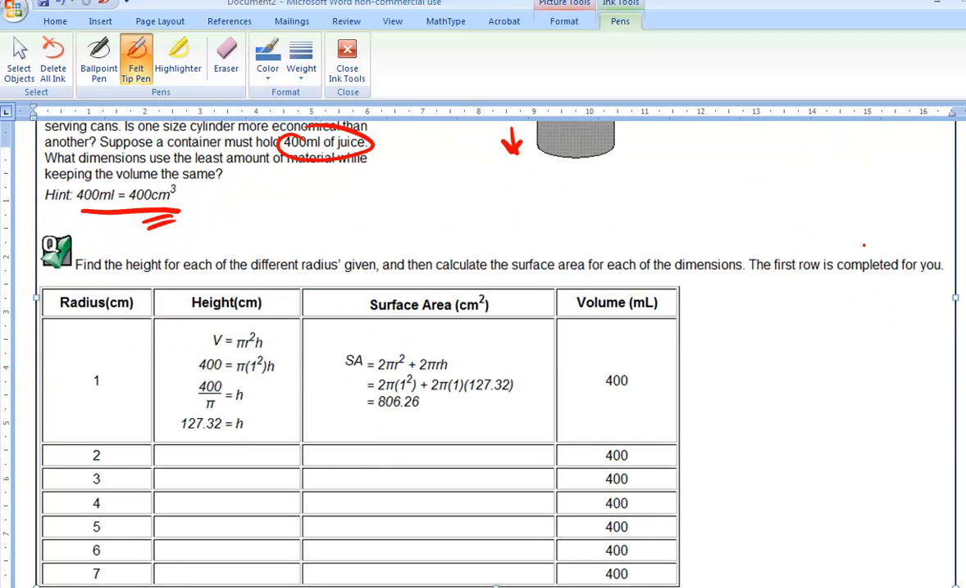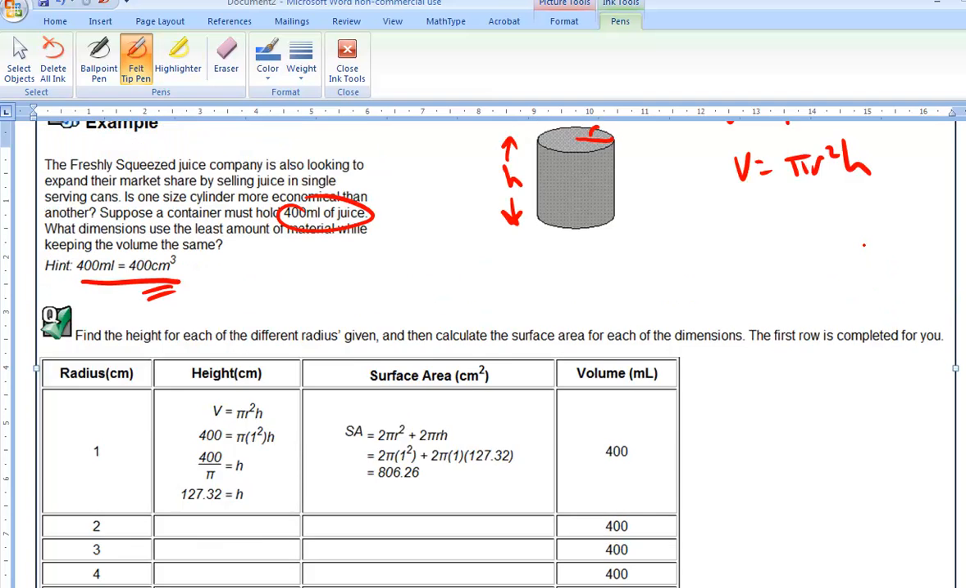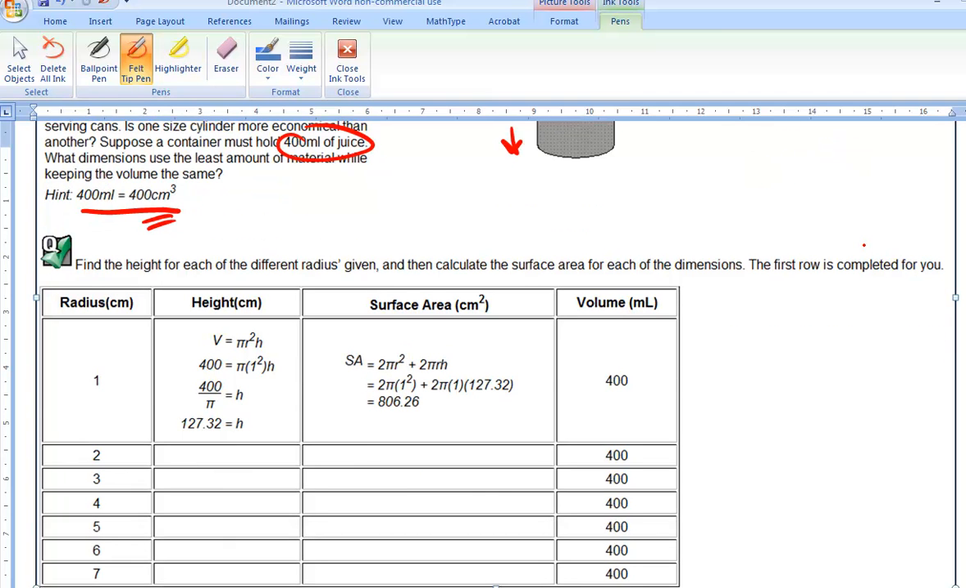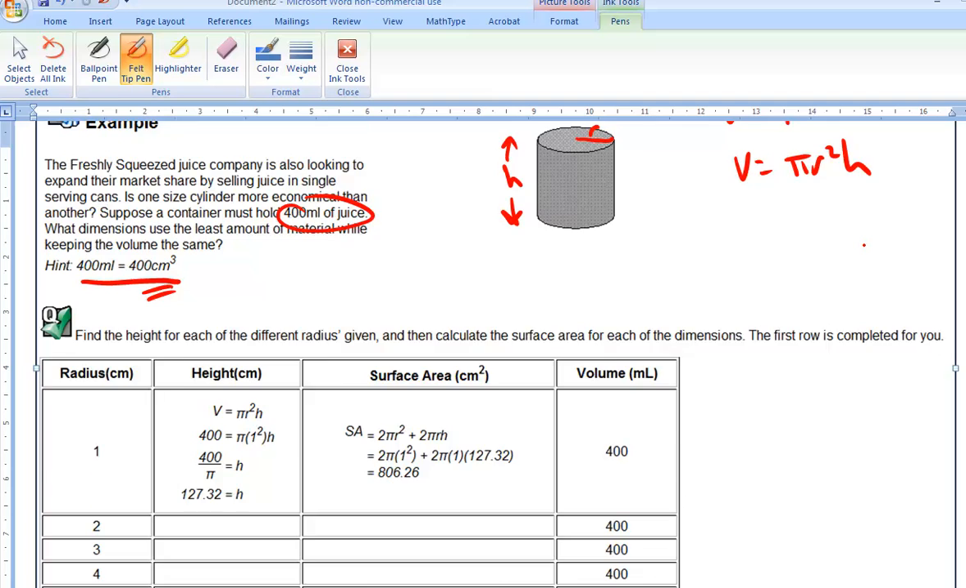Well, if we change the radius, the height's got to change as well. So as I get a bigger radius, the height's going to have to be smaller to keep the same volume, all right? So it's going to be a tall, skinny cylinder, or a short, fat cylinder. And so we're going to get the height in terms of volume.